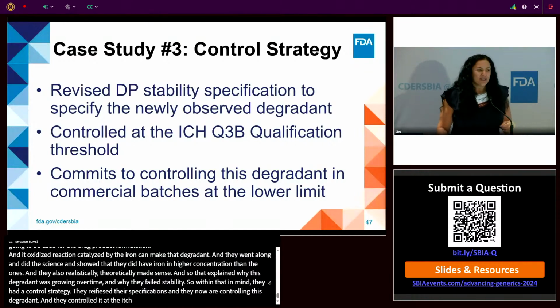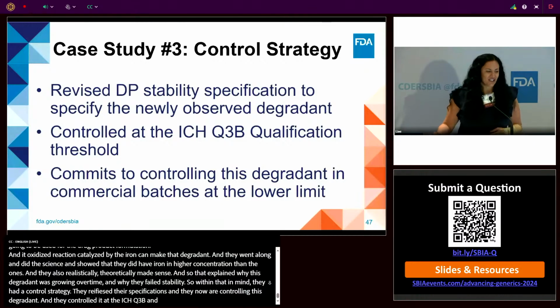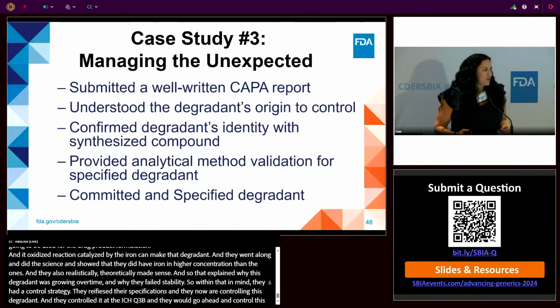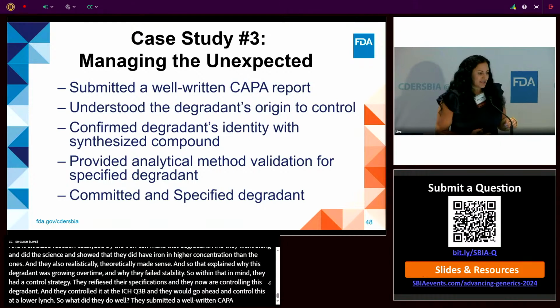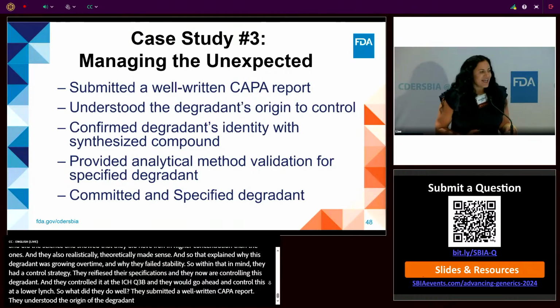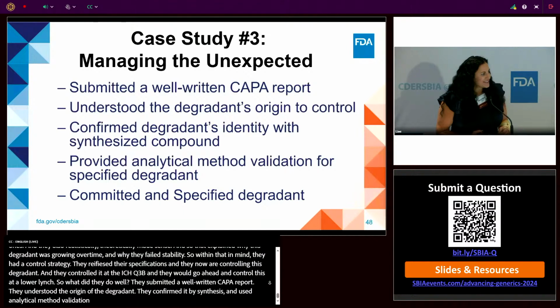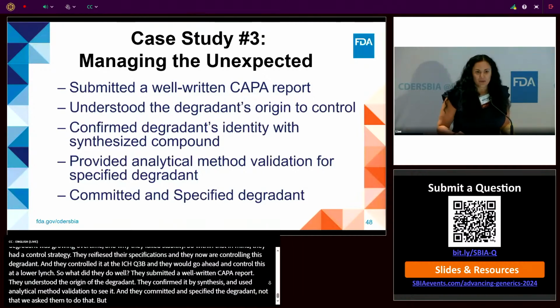And they committed even further, since now they understood it, that they would control this at an even lower limit on commercialization. So what did they do well? They submitted a well-written CAPA, a corrective action preventative action report. They understood the origin of the degradant. They confirmed it by synthesis, and they used a robust analytical methodology to actually see it. And not only that, they committed and they will specify the degradant at a tighter limit, not that we had asked them to do that. They chose to do that. And they got first generic approval.